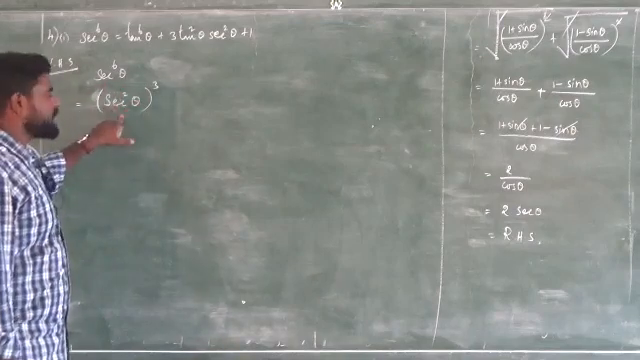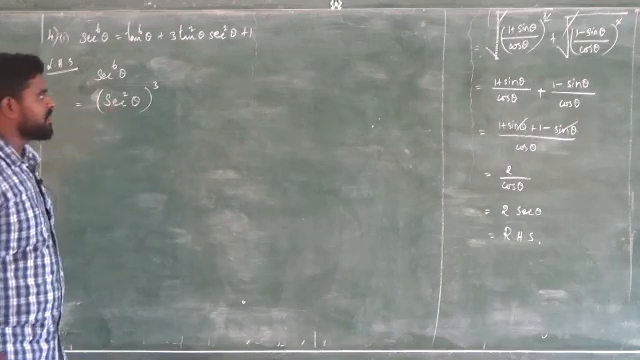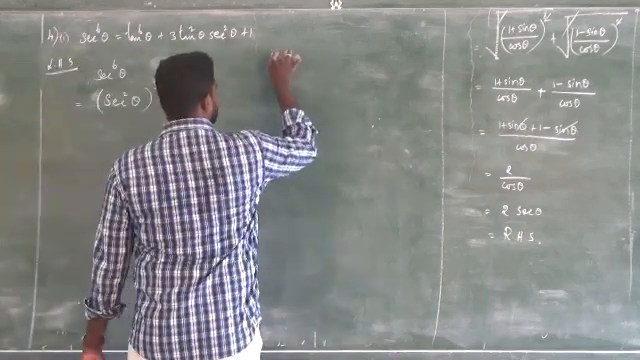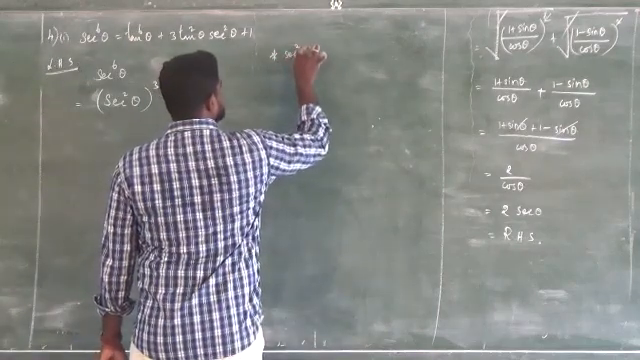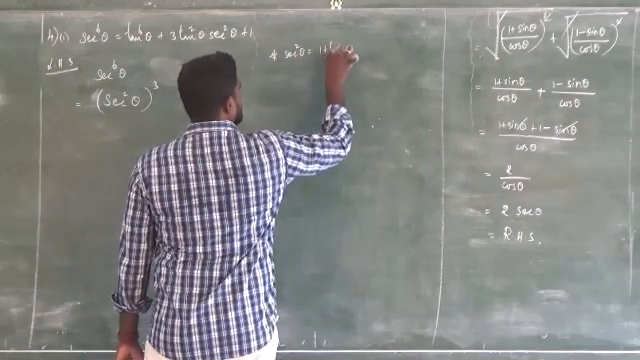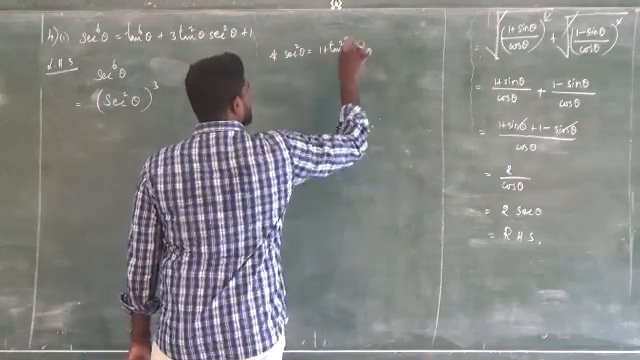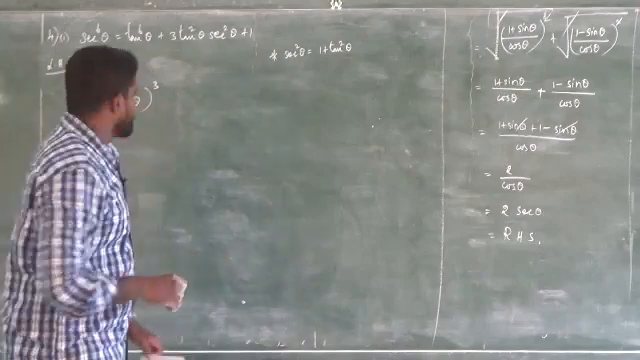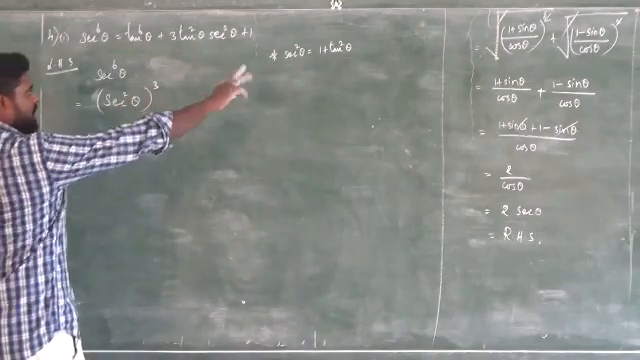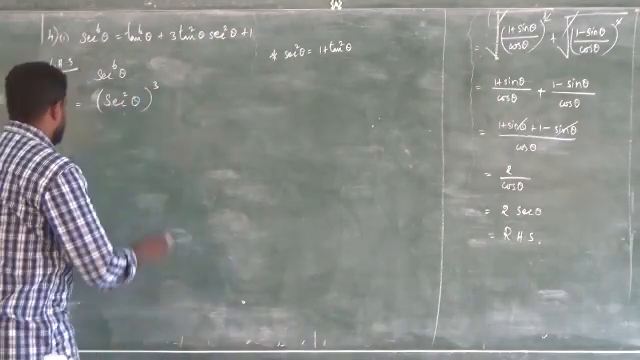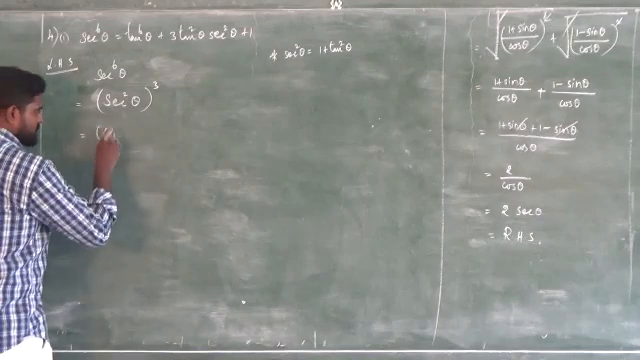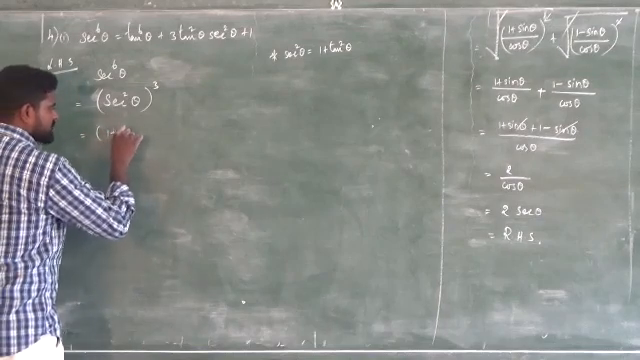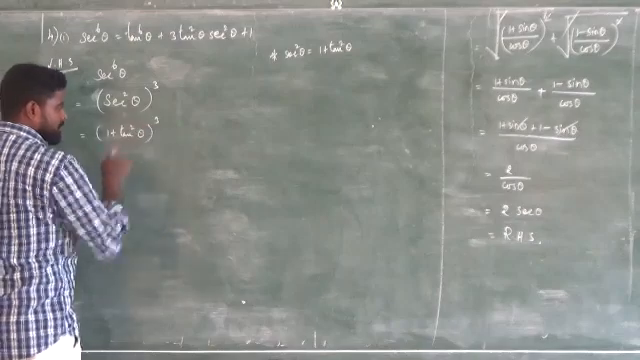Now secant square theta. What is the formula for secant square theta? The formula is secant square theta is equal to 1 plus tan square theta, or tan square theta plus 1. So instead of secant square theta, I can write 1 plus tan square theta. So it is equal to 1 plus tan square theta whole power 3.